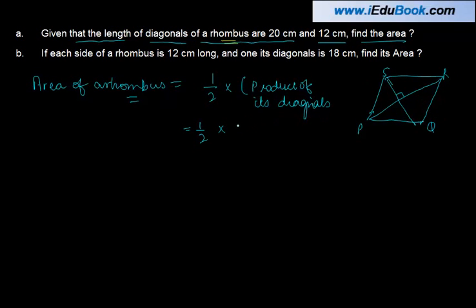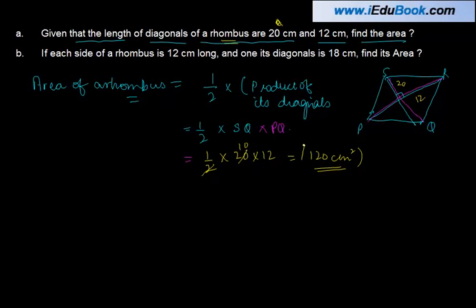if I were to just write SQ, which is one of the diagonals, into RP, which is the other diagonal, right? Now we know that the diagonal 1 is 20 cm. Let's say QS is 20 cm and RP is equal to 12 cm. Half into 20 into 12, 10 into 12 gives you 120 centimeter square. So this is the area of the rhombus, which is nothing but half the product of the length of the two diagonals. This was the simpler one.